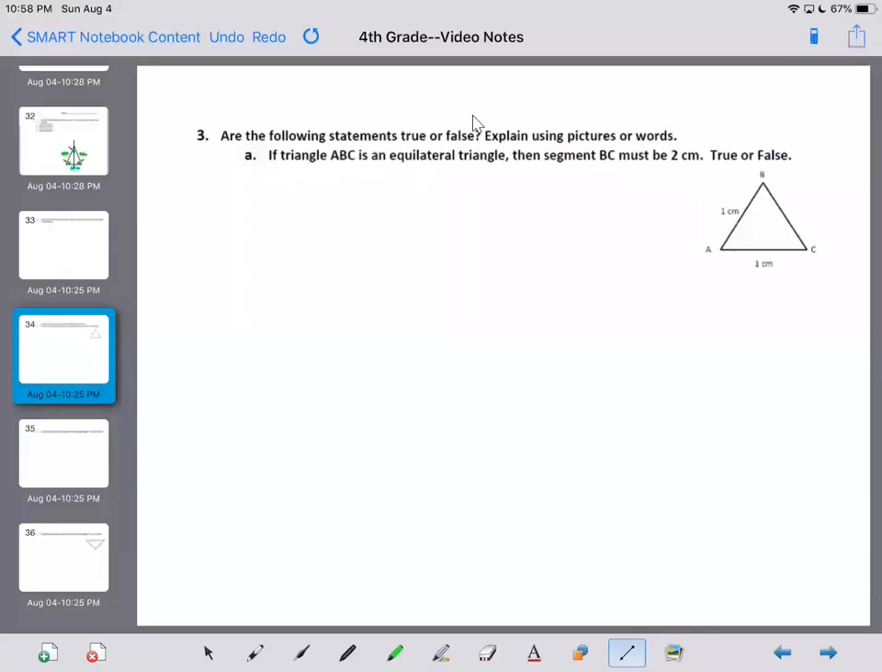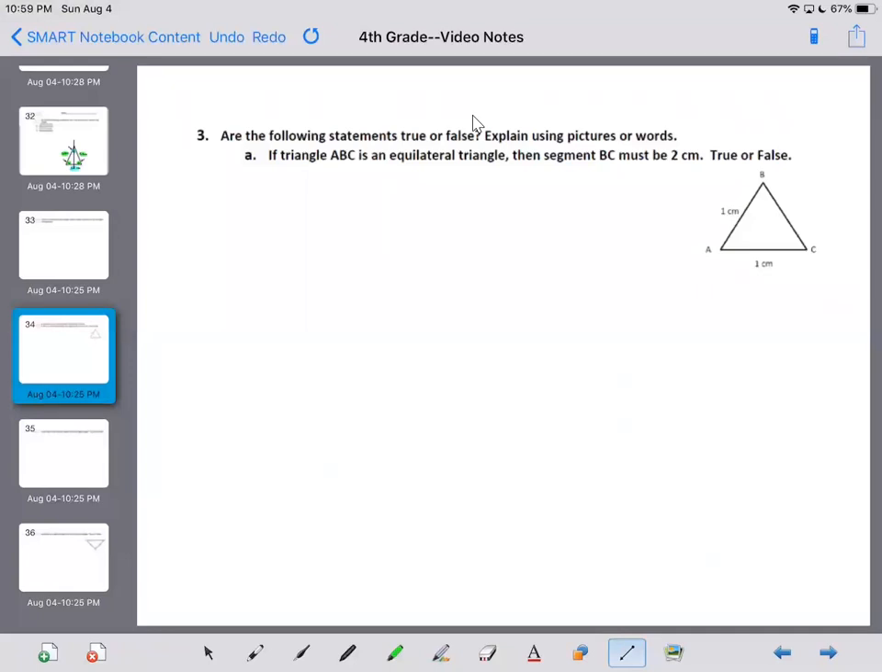So just continuing with this, with task 7, we have question 3. It says, are the following statements true or false? So I want you to be able to explain using pictures or using words. And in this case, I'm just going to verbally say it, so I won't take the time to write it down. And you can rewind the video if you need to write this down for your own notes.